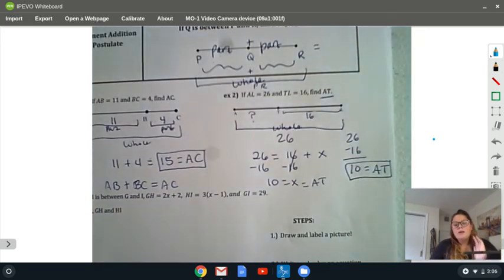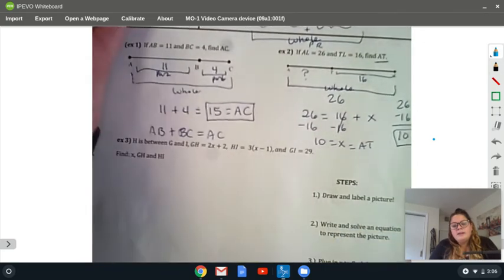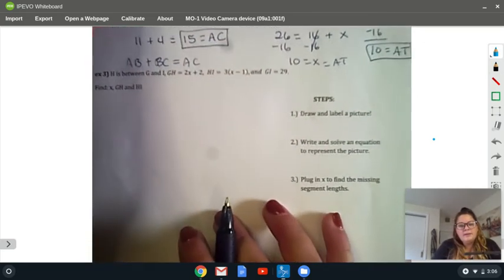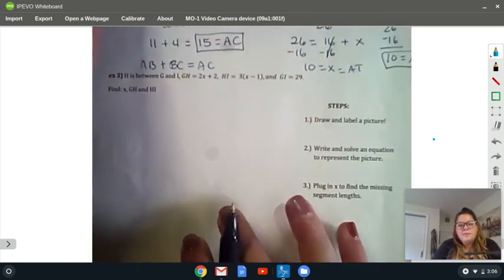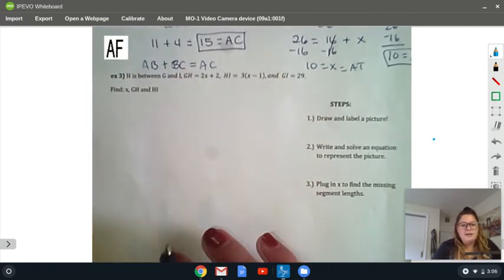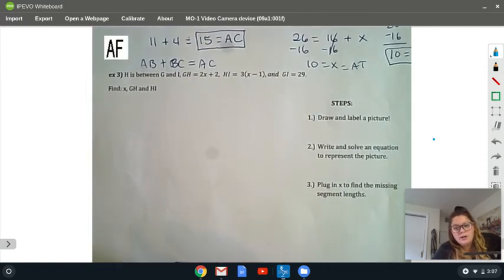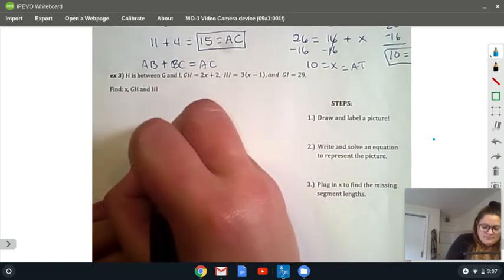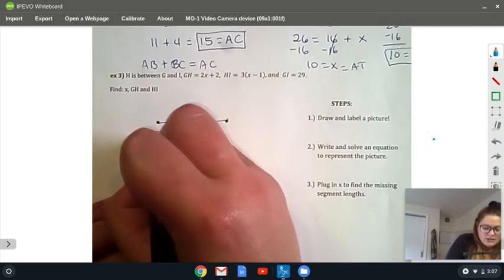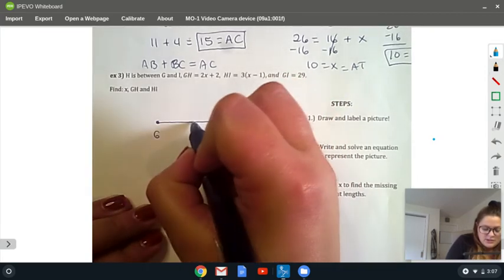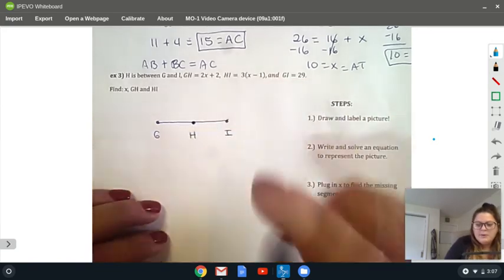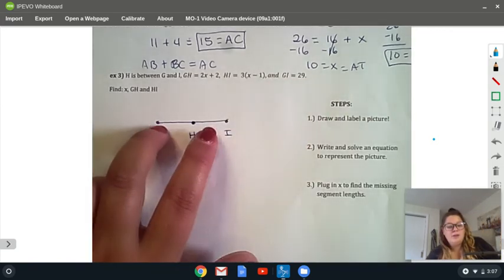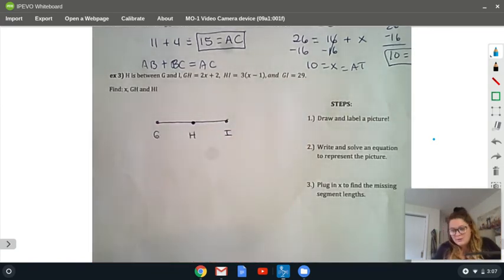Now it's going to get a little more beefy, as I like to call it. We now have some algebra coming in here, and we've got to draw and label our picture on our own. So the picture we're trying to draw is H between G and I. So I'm going to draw a segment GI, and I'm going to put an H between. Remember, these pictures are not drawn to scale. Those kind of look equivalent. Just because I drew it that way doesn't mean it is.